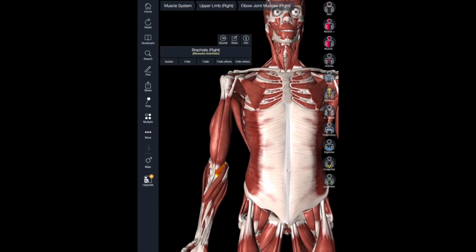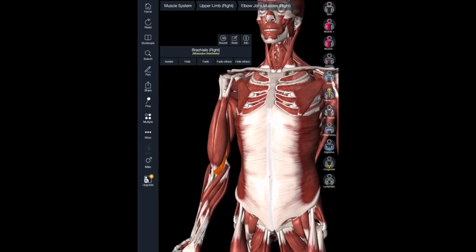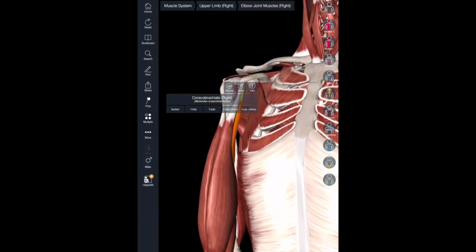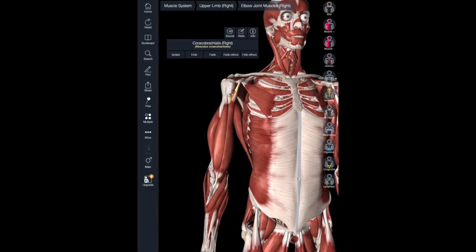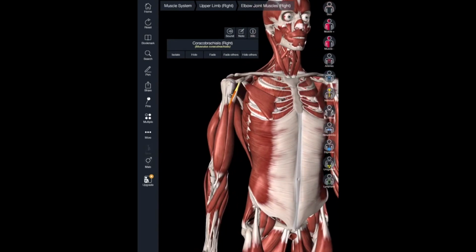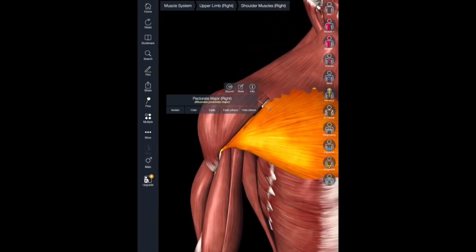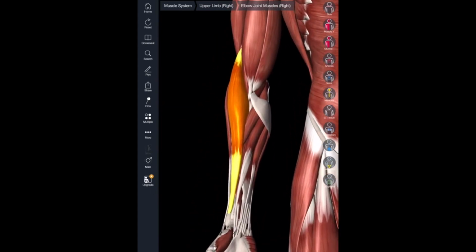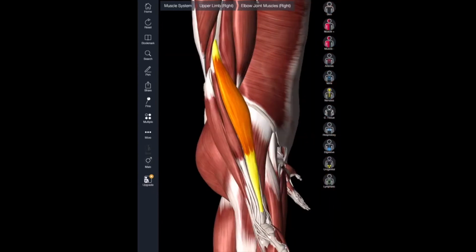What else? Coracobrachialis. I think it's right in there. Coracobrachialis, and what else? So that's upper arm, but let's add some on here. We have deltoid. We have pectoralis major. Let's move down the arm. We have brachioradialis.